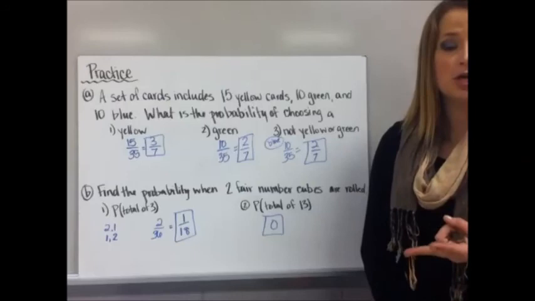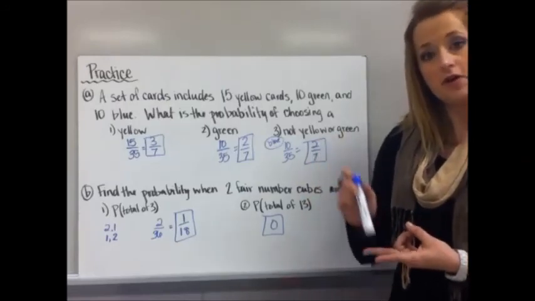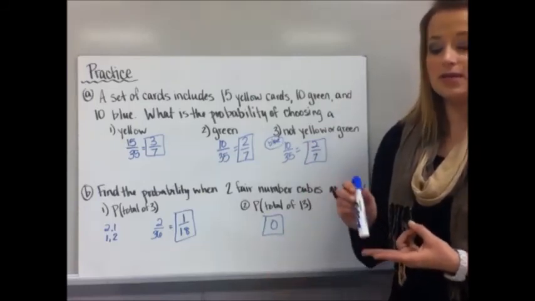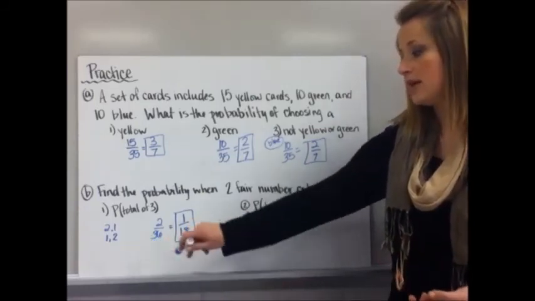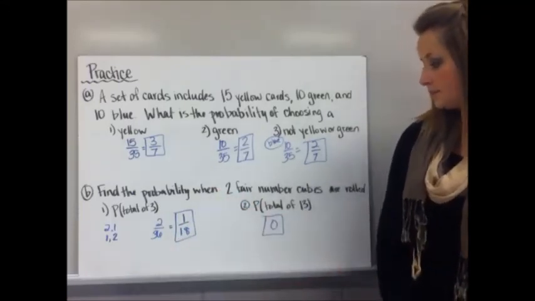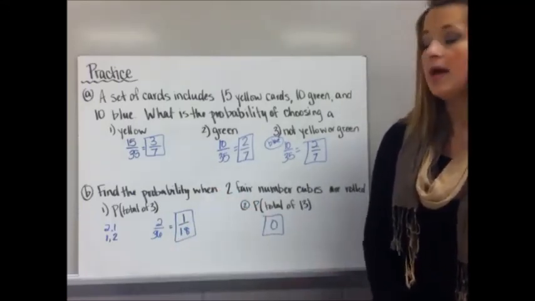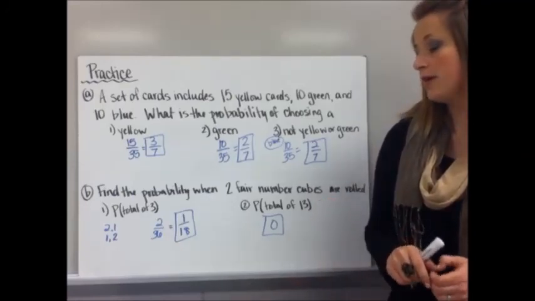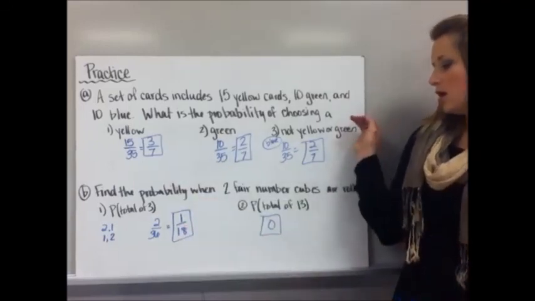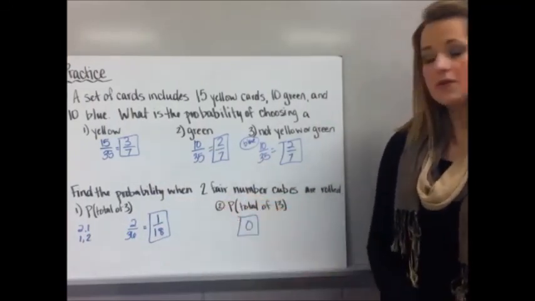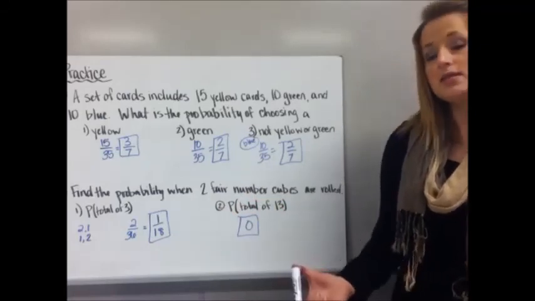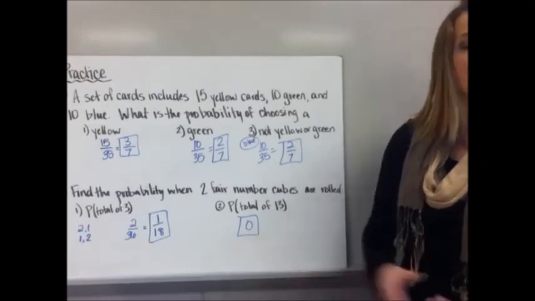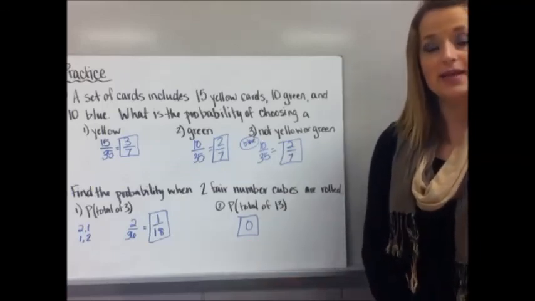If I'm rolling 2 number cubes, that means I have 6 outcomes for the first number cube and 6 outcomes for the second. The fundamental counting principle says I can multiply 6 times 6 to get 36, and then that simplifies to 1 over 18. You could have made a huge tree diagram and shown all the possible outcomes and then looked through there and seen the ones that could total 3, and there's only 2 of those. For number 2, a probability with a total of 13. Well, since the top number is 6 on a number cube, 6 plus 6 is 12, there is no possible way that I can get a total of 13, so the probability is 0.